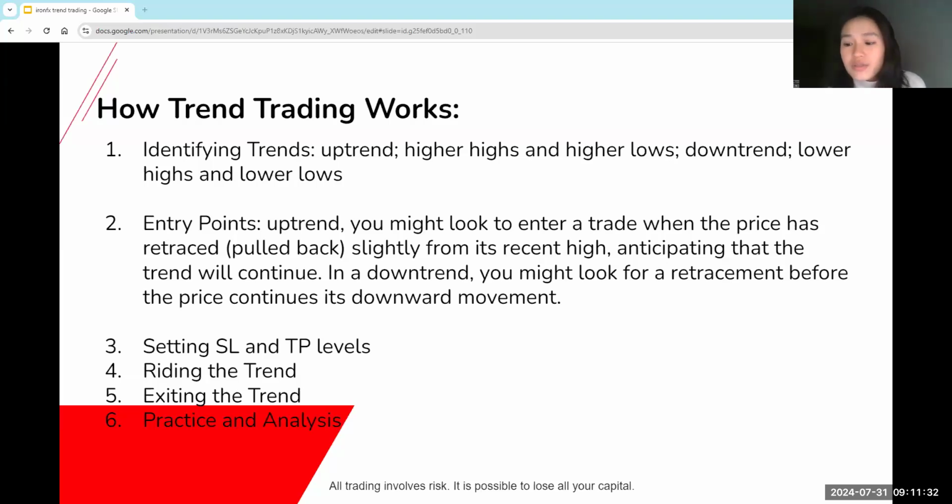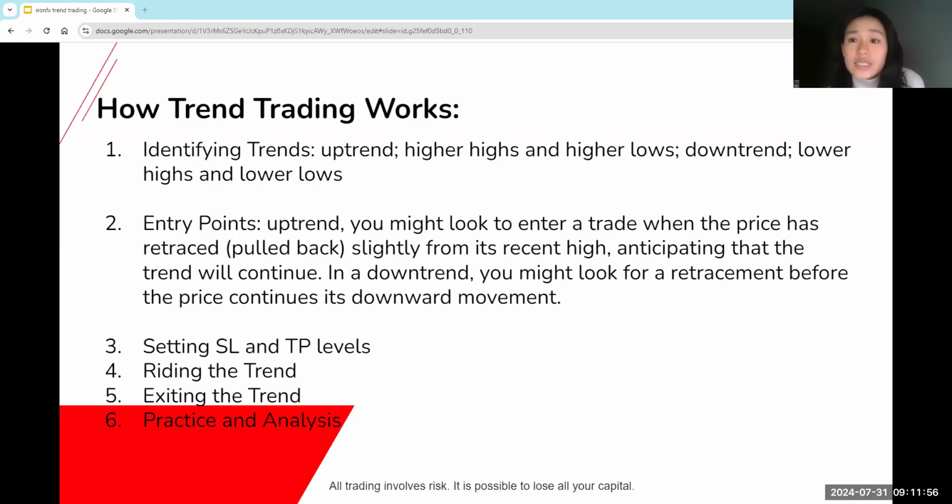So next is riding the trend. So once you're in the trade and the trend continues, you should aim to stay in the trade as long as the trend remains intact. So this involves monitoring the price movement and adjusting your stop loss and your take profit levels if needed.